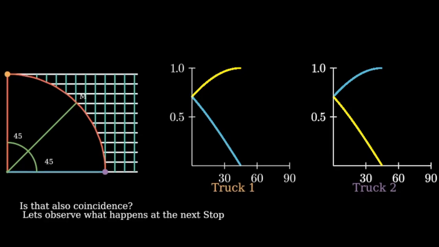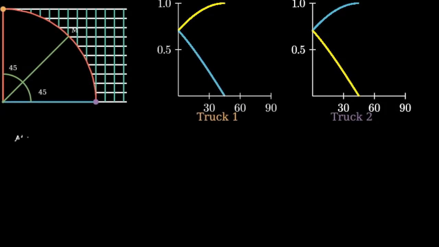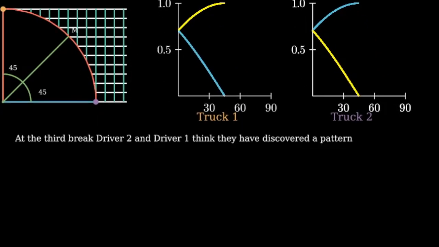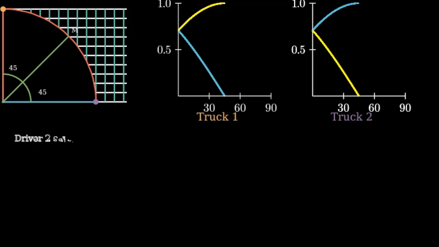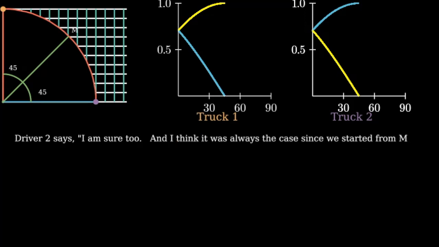At the third break, driver 2 and driver 1 think they have discovered a pattern. Driver 1 says, I am now sure that my horizontal coordinate of 0 is your vertical coordinate. You are at P after all. Driver 2 says, I am sure too, and I think it was always the case since we started from M.